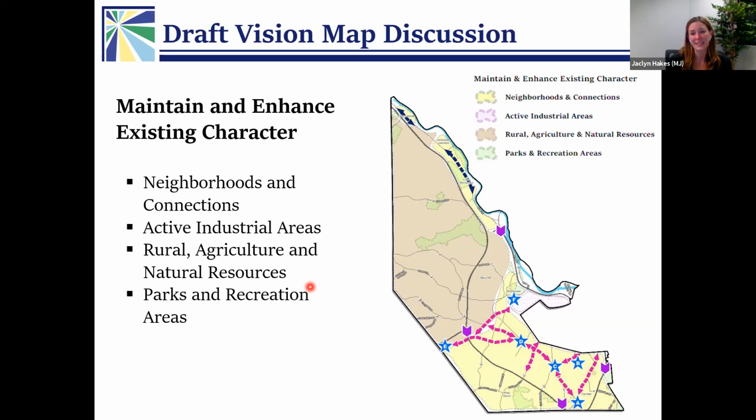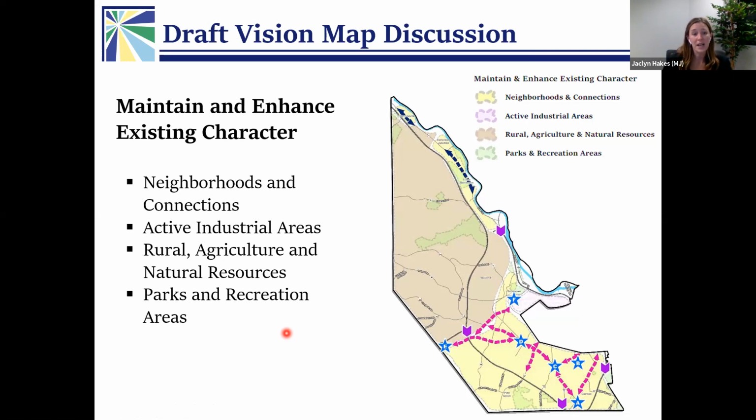And then lastly, what we have illustrated here on the vision map is a collection of items really focused on maintaining and enhancing existing character. One of the things that is really interesting about the community is how much folks really appreciate their neighborhoods and the area where they reside. And so we wanted to be respectful of that and recognize that. And so what we've identified are neighborhoods and connections. And that is this yellow shaded area all the way up into Rotterdam Junction, some of these areas around here. And this primarily represents, outside of those mixed use nodes and mixed use corridors, a lot of the residential areas and the residential neighborhoods.